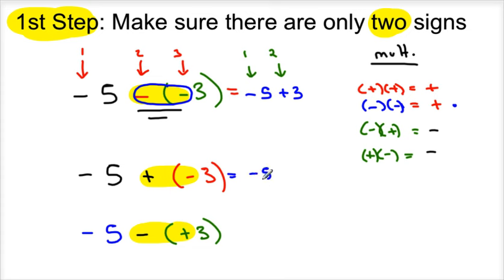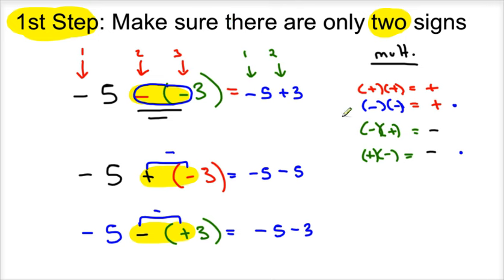-5. Now here I have a positive and a negative. If we look at my chart, a positive times a negative is a negative. So this becomes -5 minus 5. And my last one here, keeping my -5 first, -5 and a negative times a positive becomes minus 3 again. So these 2 combine and make a negative. That's my first step: make sure you only have 2 signs. And I'll explain why in a second.